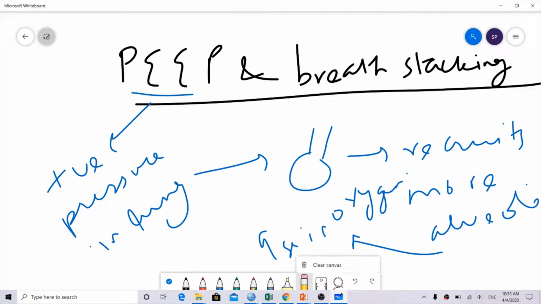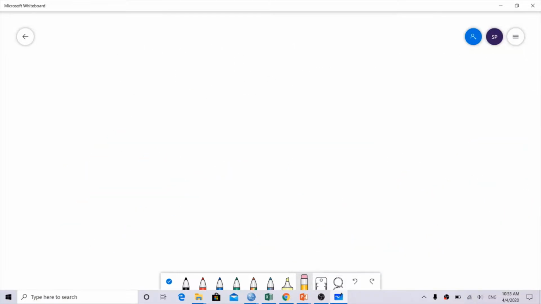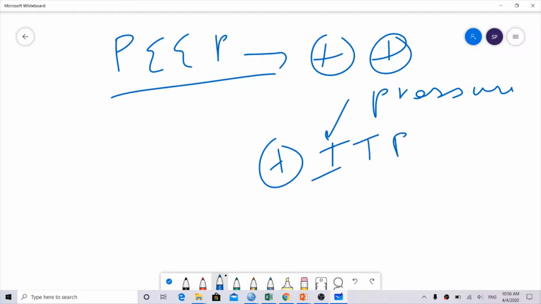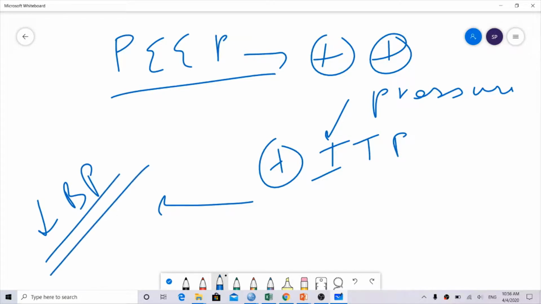And breath stacking, you already know, is when one breath is stacked over another. Before the patient can actually exhale all the air, you have given one more breath to the patient. That's known as breath stacking. Because of PEEP, there is always some extra pressure. This extra pressure is transmitted as a positive intrathoracic pressure. And whenever there is a positive intrathoracic pressure, again, you all know, there is a decrease in blood pressure. So you have to be very, very careful with the decrease in blood pressure.